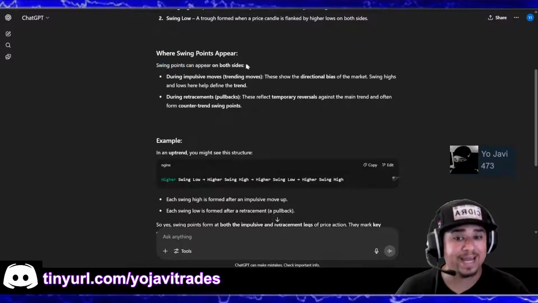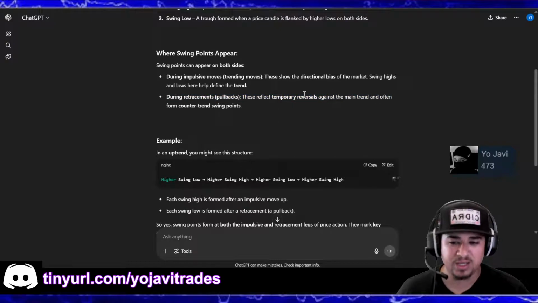Swing points can appear on both sides during impulsive, trending moves. This shows the directional bias of the market. During retracements or pullbacks, this reflects temporary reversals against the main trend. So yes, on both sides, and they form counter-trend swing points.